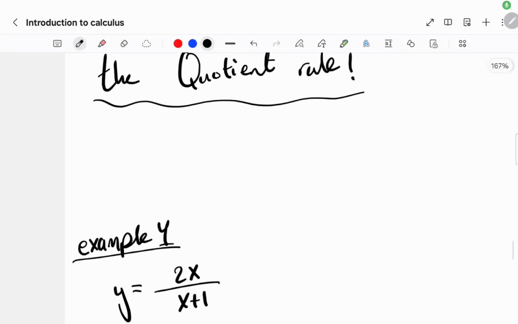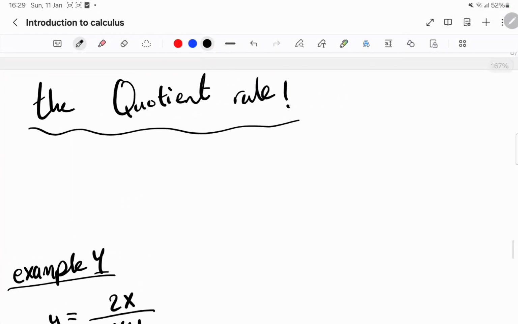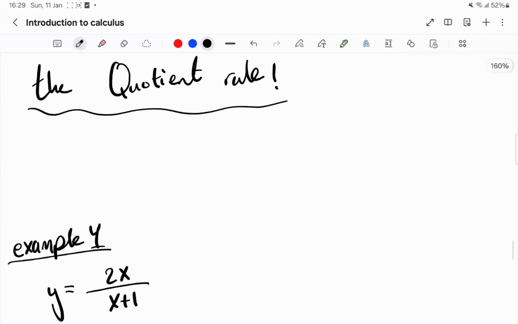Everybody, welcome to Maths by Mars, and in today's lesson we're going to be going over the quotient rule. So what exactly is the quotient rule and when do we use it?